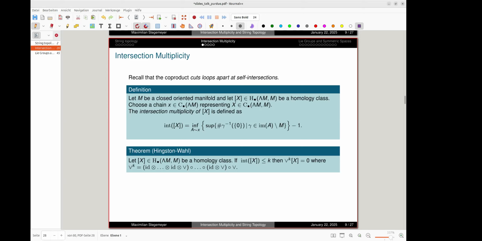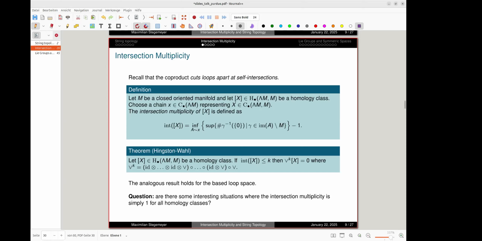All right, the analogous result also holds for the based loop space. You can make this definition in exactly the same way, and then this proof also carries over to the based loop space.